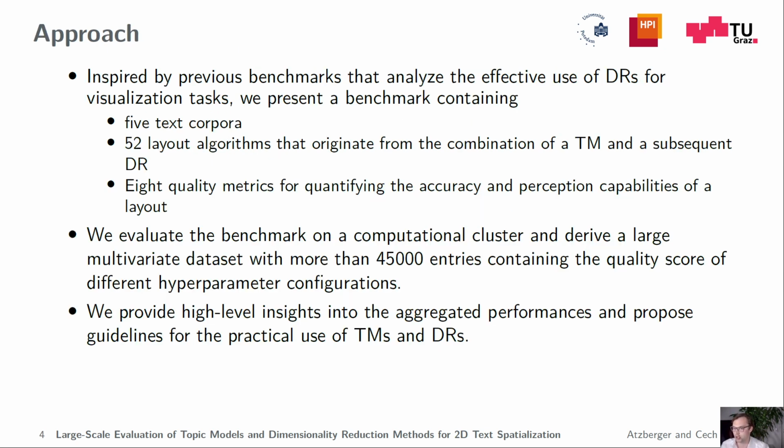Inspired by previous benchmarks that analyze the effective use of dimensionality reductions for visualization tasks, we present a benchmark containing 5 text corpora, 52 layout algorithms that originate from the combination of a topic model and the subsequent dimensionality reduction, and 8 quality metrics that quantify the preservation of local and global structures in the 2D space as well as cluster separation. We evaluate the benchmark on a computational cluster and derive a large multivariate dataset with more than 45,000 entries containing the quality scores of different hyperparameter configurations.